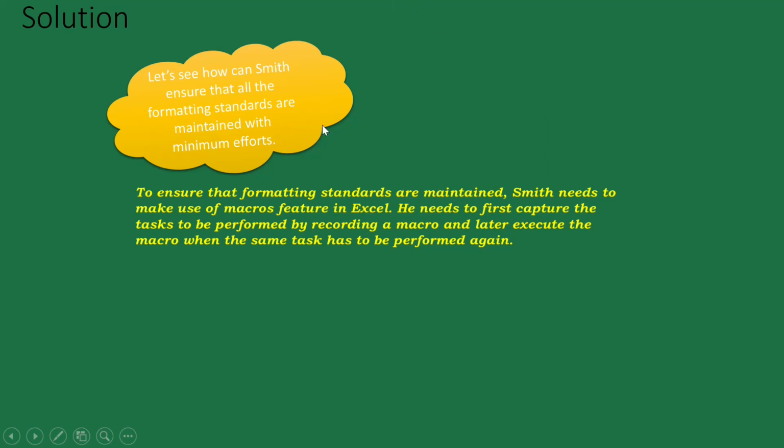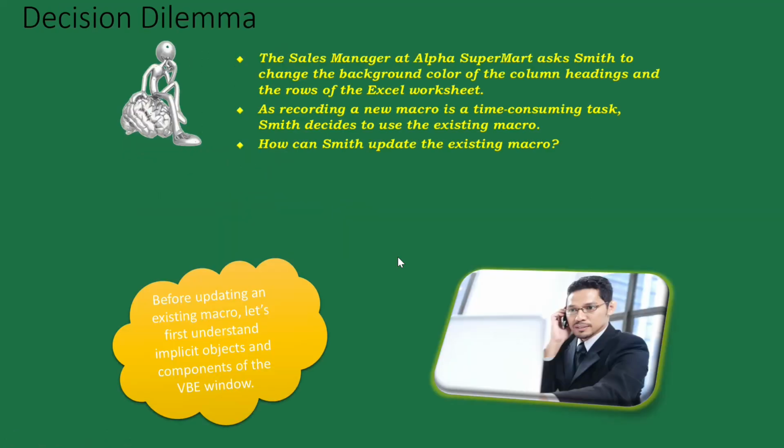So let's see how Smith can ensure that all the formatting standards are maintained with minimum effort. To ensure that formatting standards are maintained, Smith needs to make use of the macro feature in Excel. He first needs to capture the task by recording a macro, and later execute the macro when the same task has to be performed again. So this was the simple case study for the macro, showing how a macro works and how we make automated tasks. Next we're going to go for VBA. First we complete the macro practical, and after that we move on.